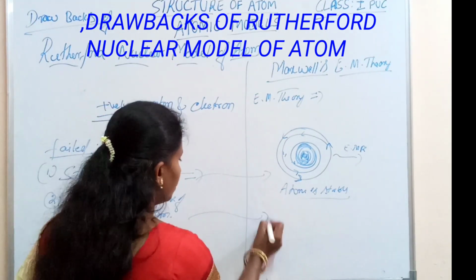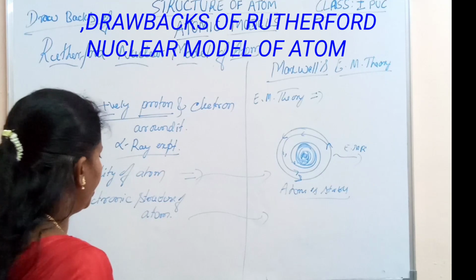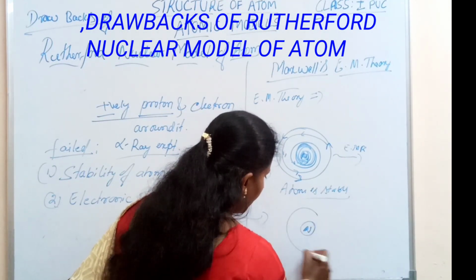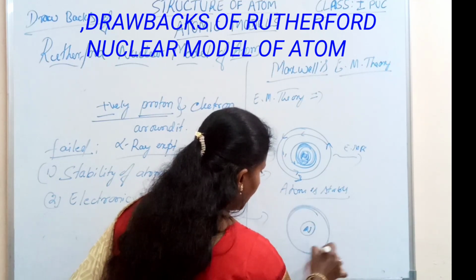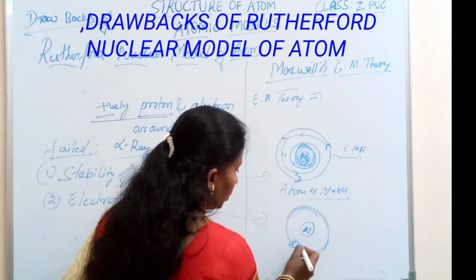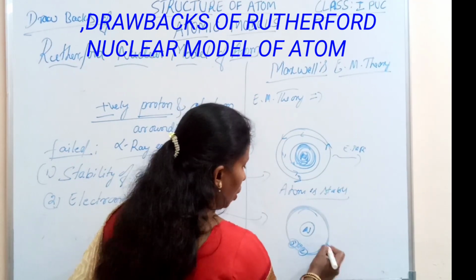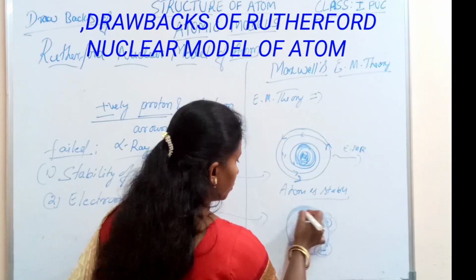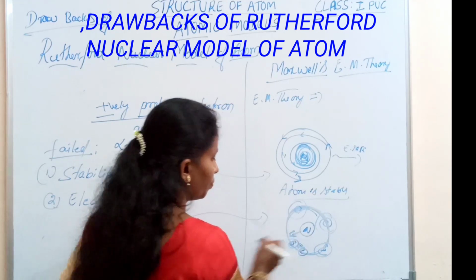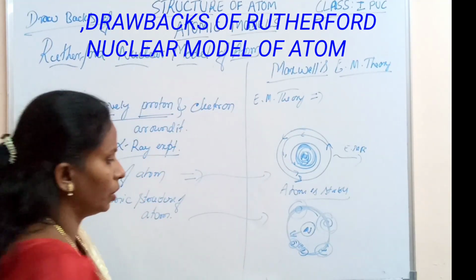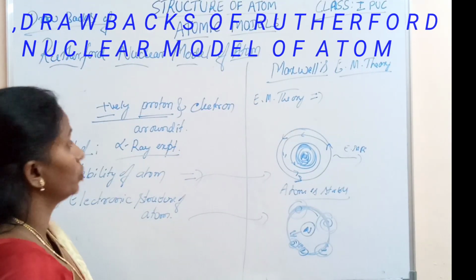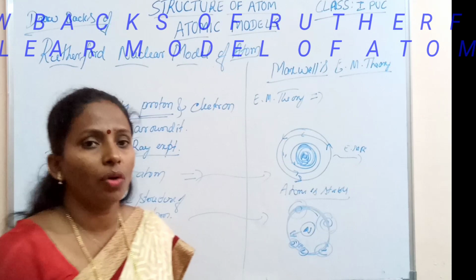Then second, he did not say anything regarding the arrangement of electrons in the orbit, because all the electrons are negatively charged particles and there will be repulsion, so how these electrons are arranged within the orbit and how far from the nucleus, he didn't say anything regarding this. So these are the two major drawbacks of the Rutherford nuclear model of atom.